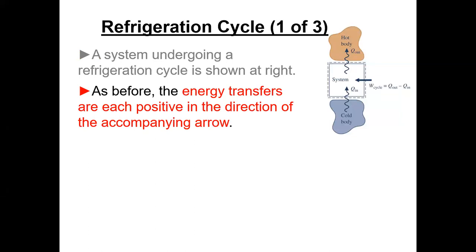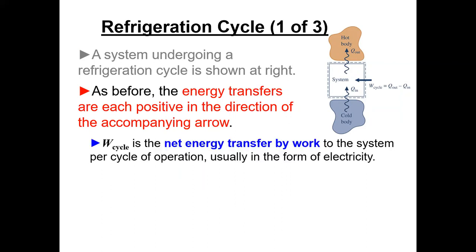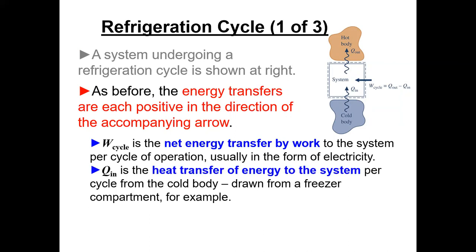The energy transfers are each positive in the direction of the arrows. Again, we're going to say that. W cycle, net energy transfer by work, same thing, per cycle of operation, typically electricity. Q in, heat transfer of energy to the system per cycle from the cold body, drawn from, this could be a refrigerator or a freezer.